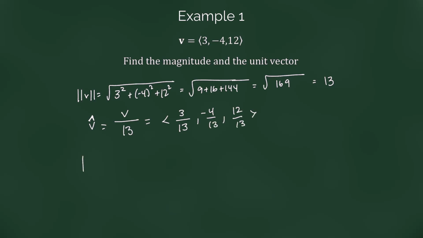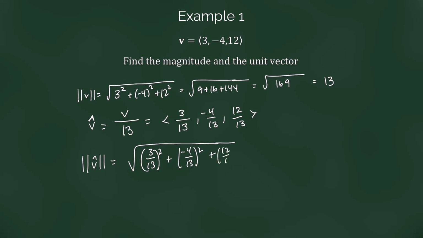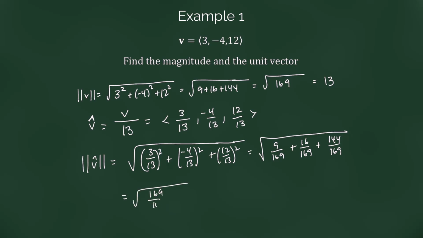And we can do a very quick check here. The magnitude then of v hat is the square root of 3 over 13 squared plus negative 4 over 13 squared plus 12 over 13 squared. In order for it to actually be a unit vector, its magnitude must be 1. And so we get 9/169ths, 16/169ths, and 144/169ths, which is in fact 1.